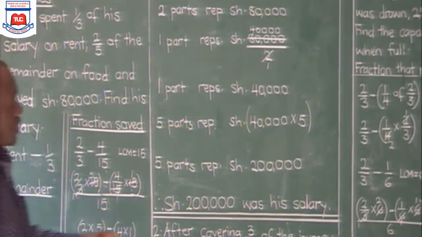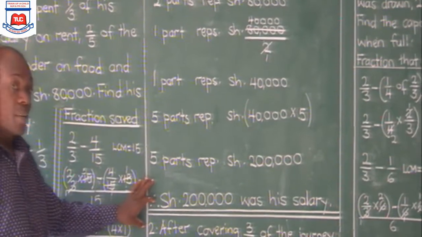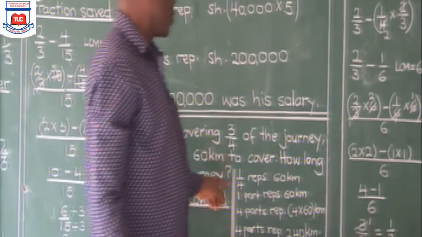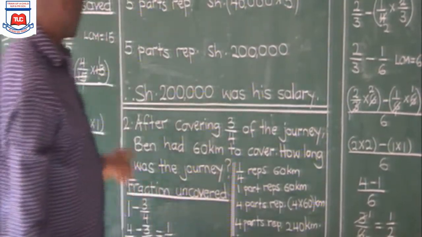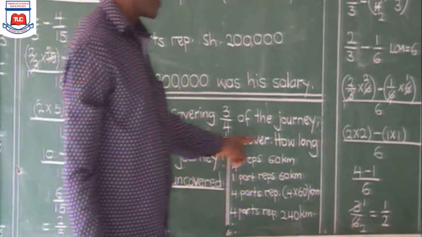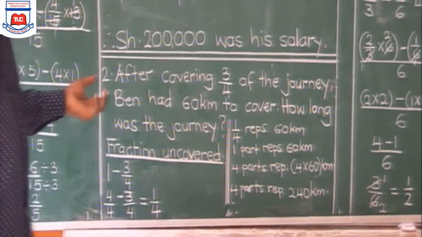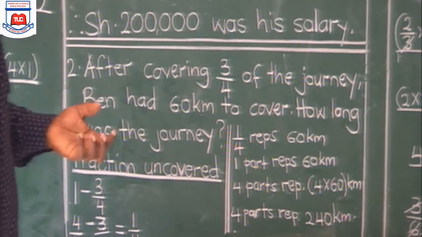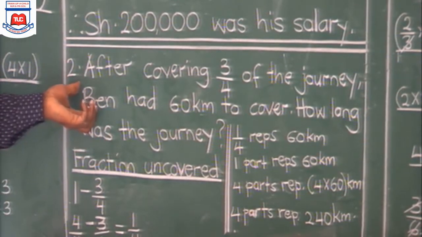Then example number 2 reads: after covering 3/4 of the journey, Ben had 60 kilometers to cover. I repeat, after covering 3/4 of the journey, Ben had 60 kilometers to cover.